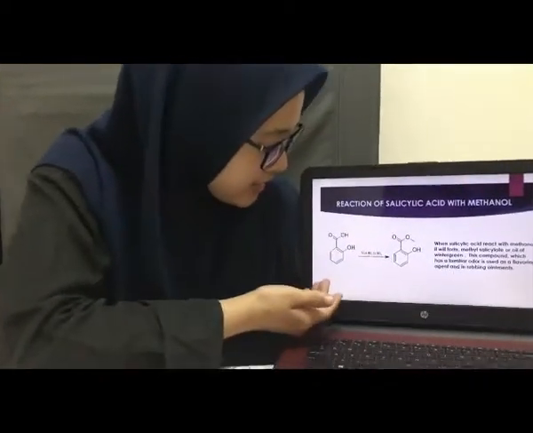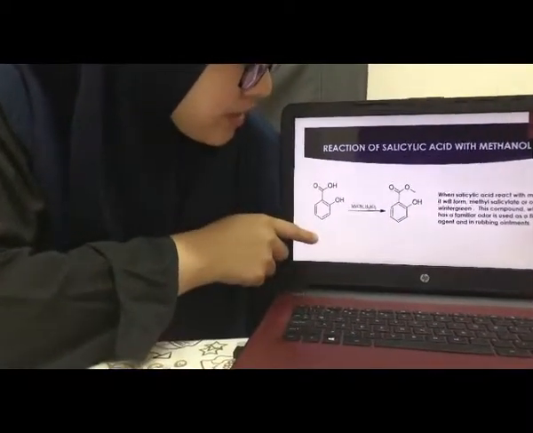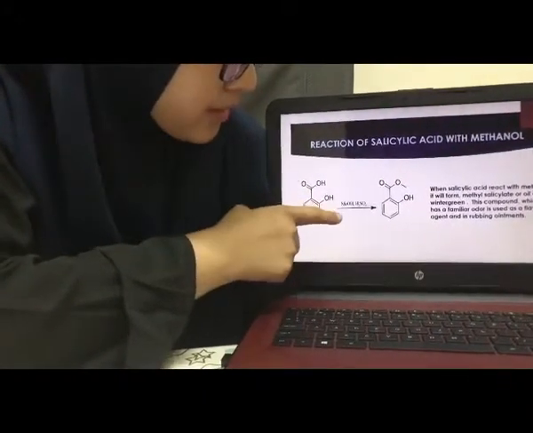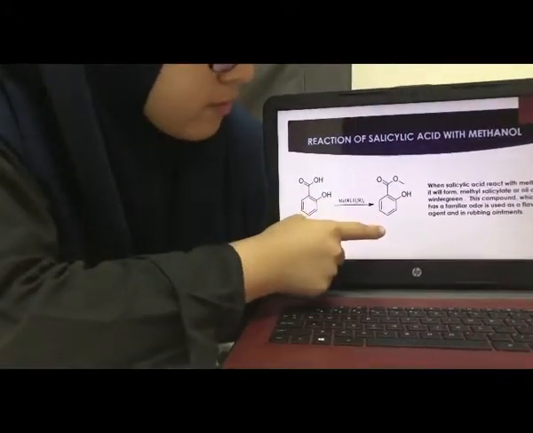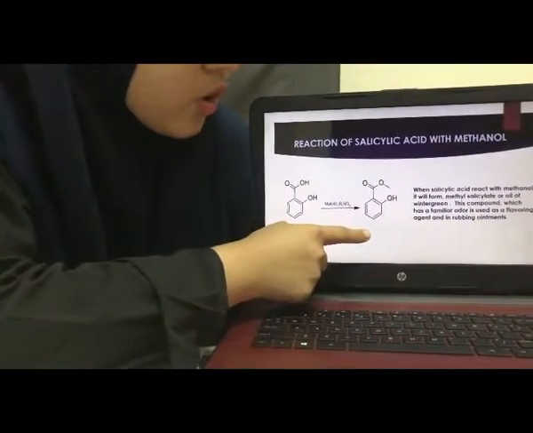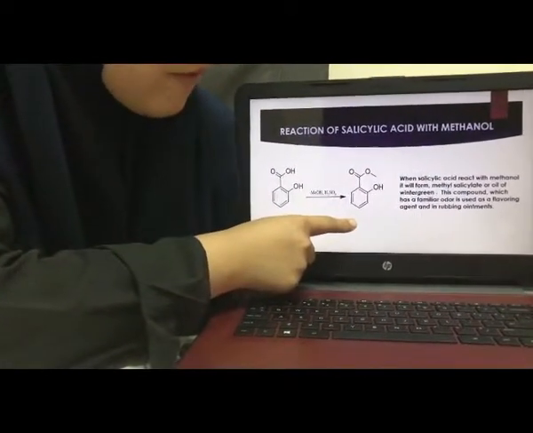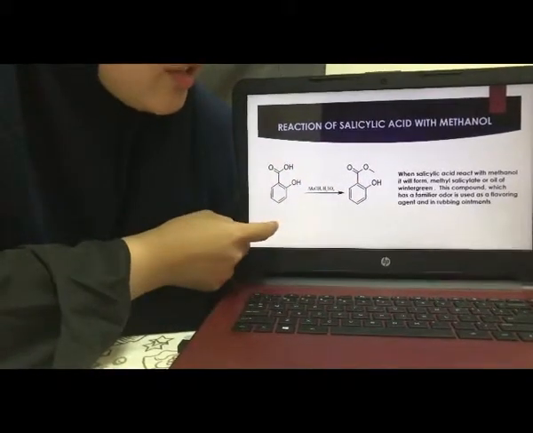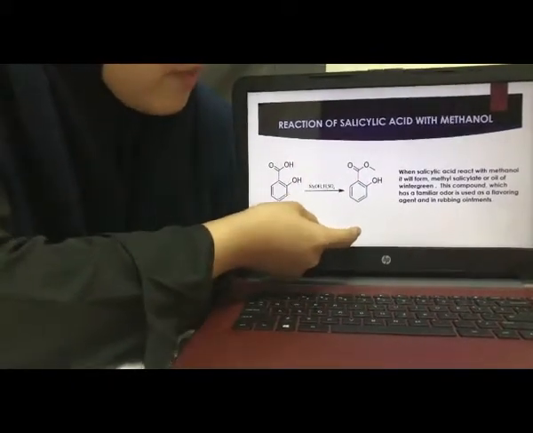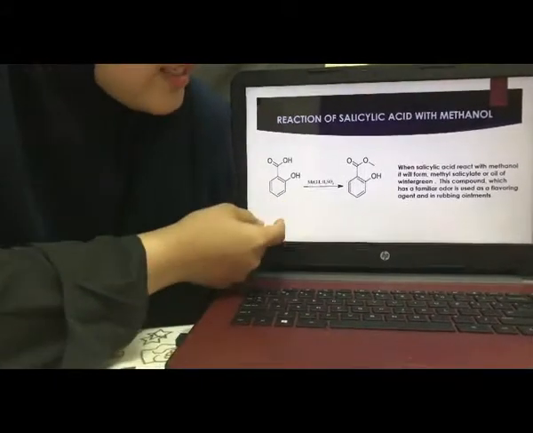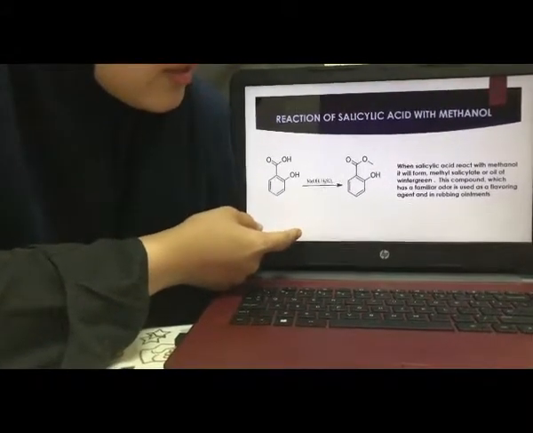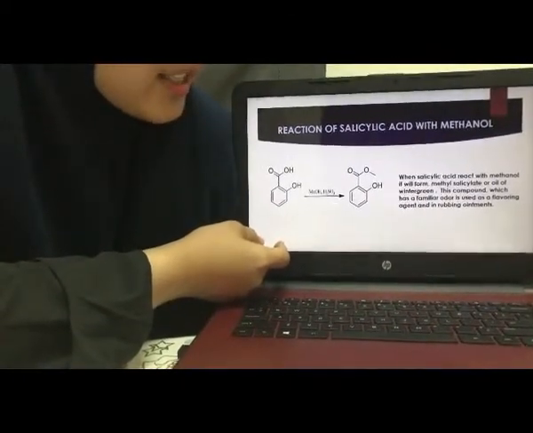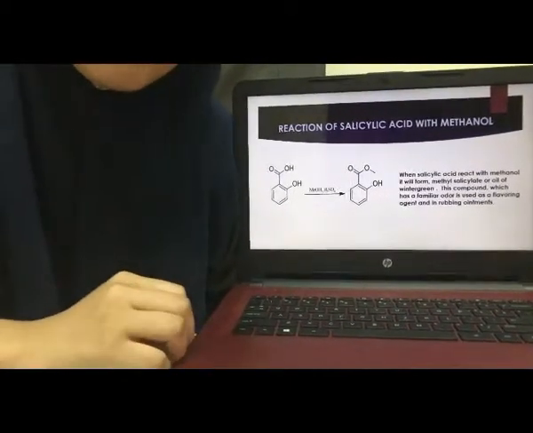Okay, so next we move to reaction of salicylic acid with methanol. As you can see here, salicylic acid reacts with methanol, and it will form methyl salicylate, or as we know it, oil of wintergreen. When salicylic acid reacts with methanol, it will form methyl salicylate. Basically, this compound has a fragrant odor and is used as a flavoring agent and in rubbing ointments.